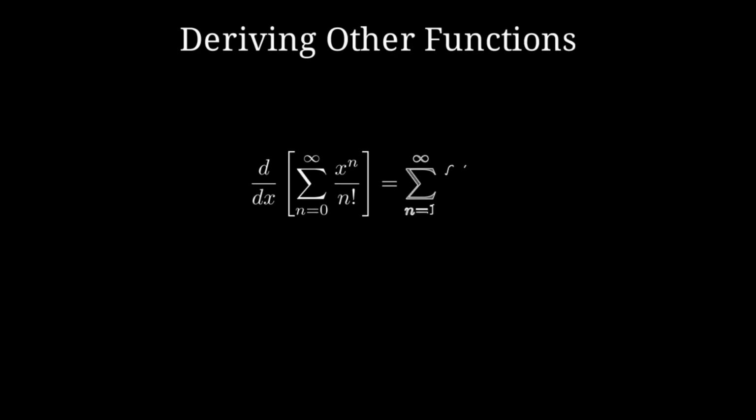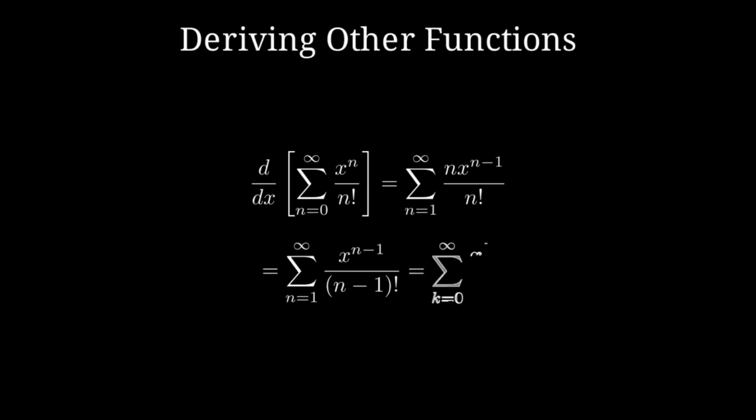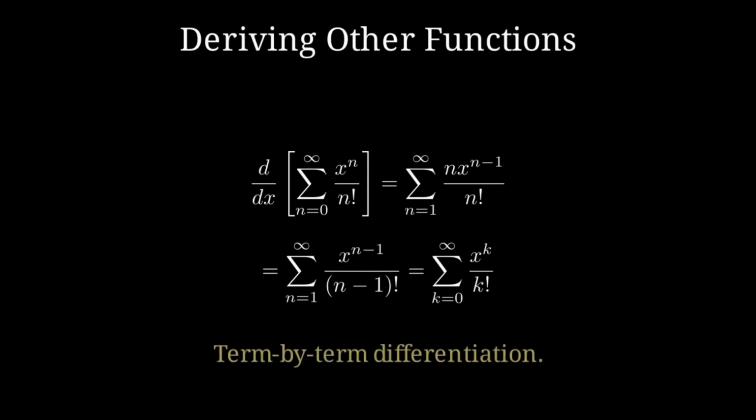If you differentiate the series for e to the x term by term, you get the exact same series back. This confirms our calculus remains consistent even when we treat functions as infinite sums of polynomials.